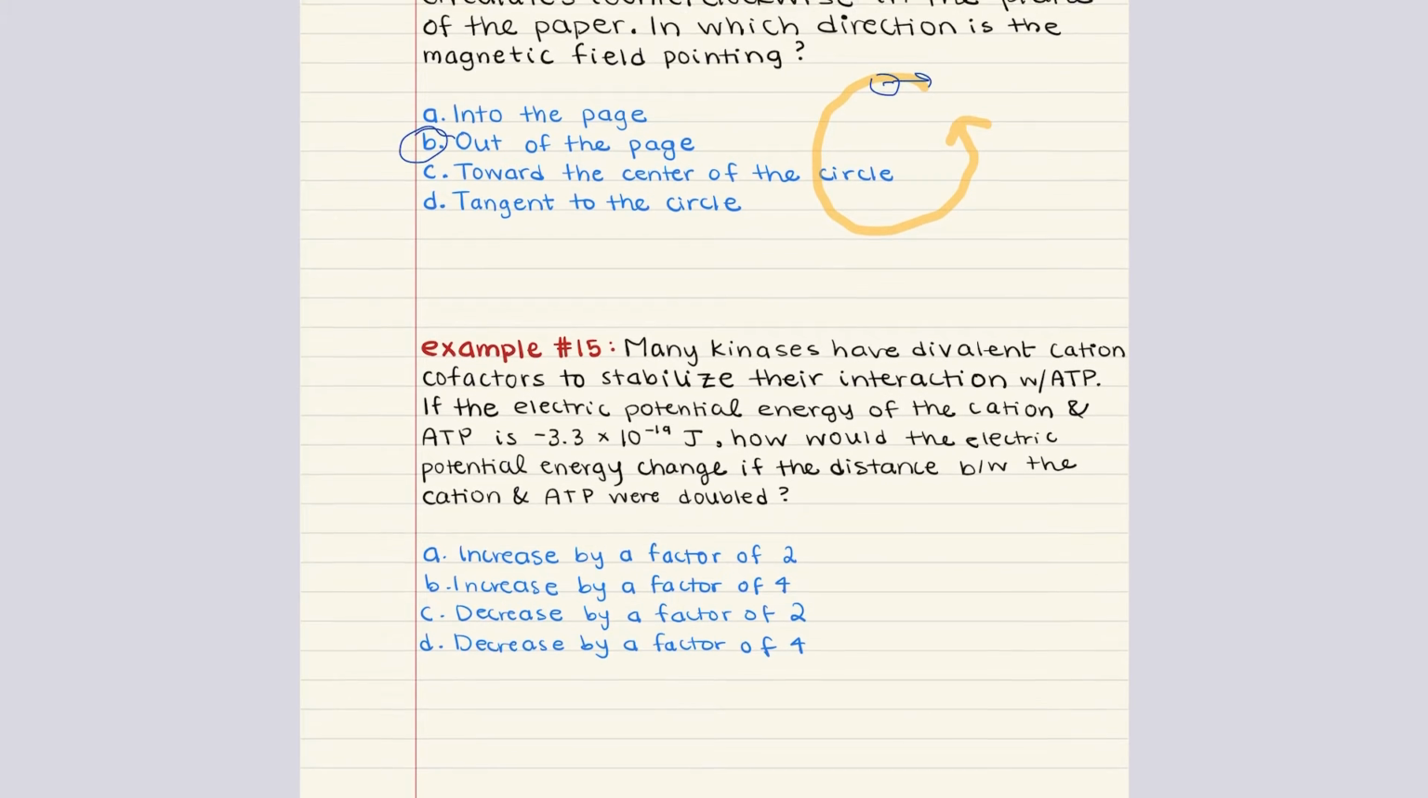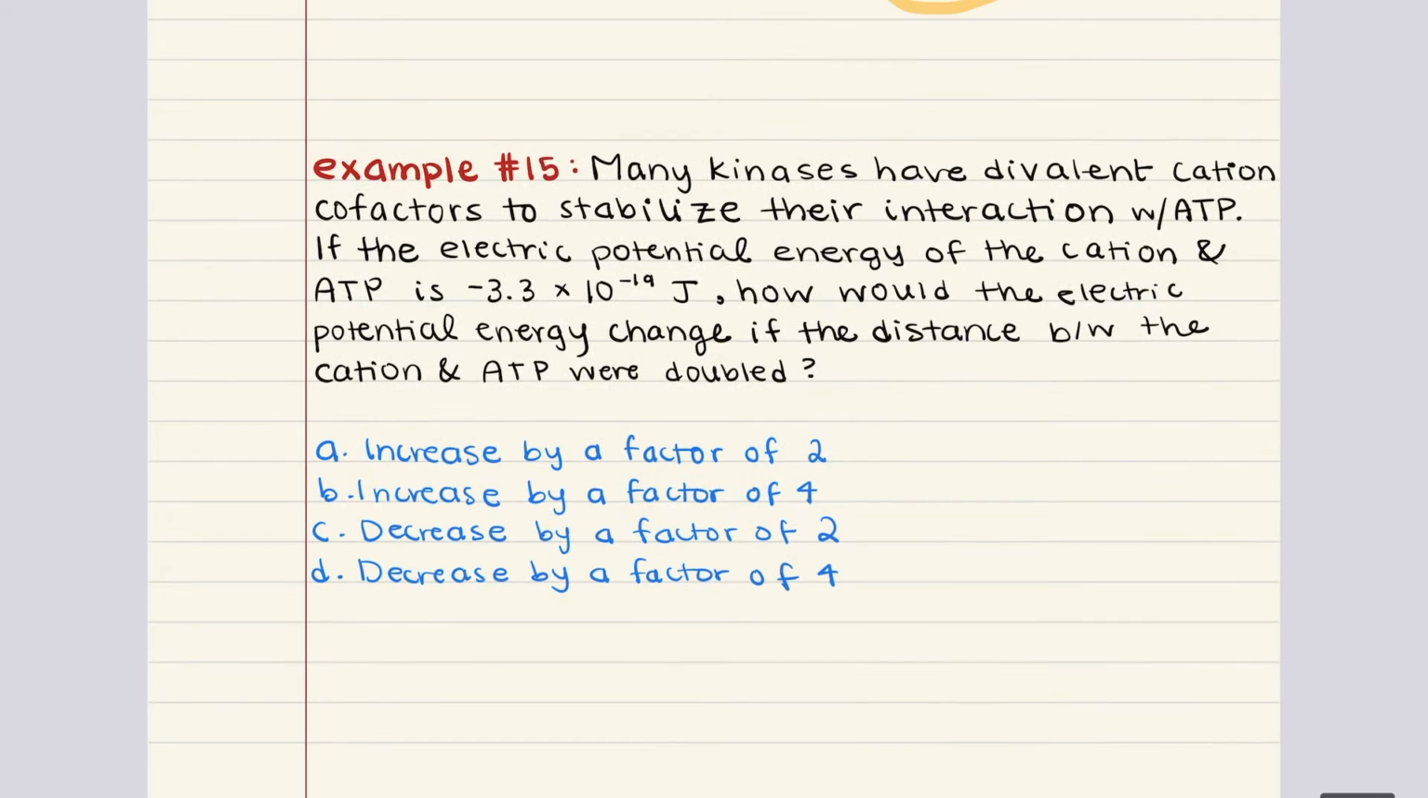Now on to our last and final problem for this set. Let's go ahead and tackle it together. Problem 15 says, many kinases have divalent cation cofactors to stabilize their interaction with ATP. If the electric potential energy of the cation and ATP is negative 3.3 times 10 to the negative 19 joules, how would the electric potential energy change if the distance between the cation and ATP were doubled?